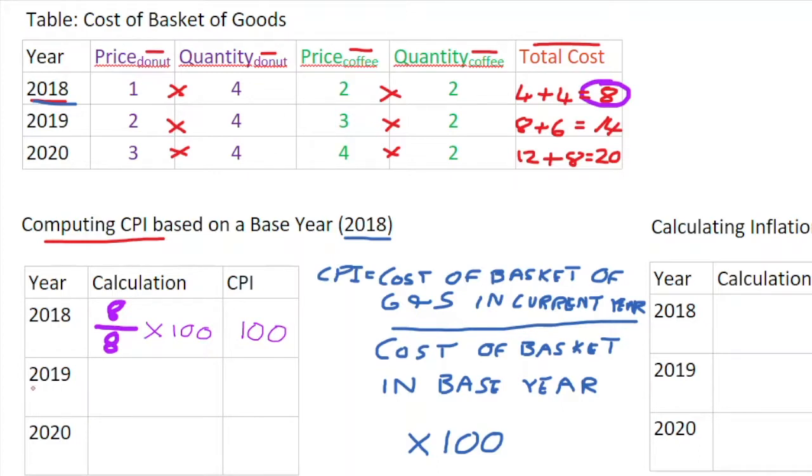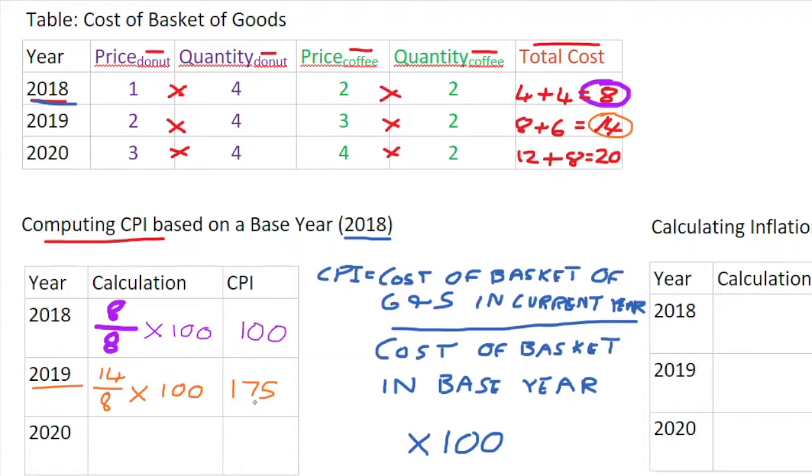So in 2019, we are working out with the same formula, the cost of the basket of goods and services in the current year. Now it's 2019. We worked this out above in our first table. And in 2019, the cost of our basket of goods was €14. We divide this, as our formula says, by the cost of the basket in the base year. The base year is 2018, which is 8, and we multiply by 100. So what does this come out at? Well, if we multiply this out on a calculator, what we come out with is 175.